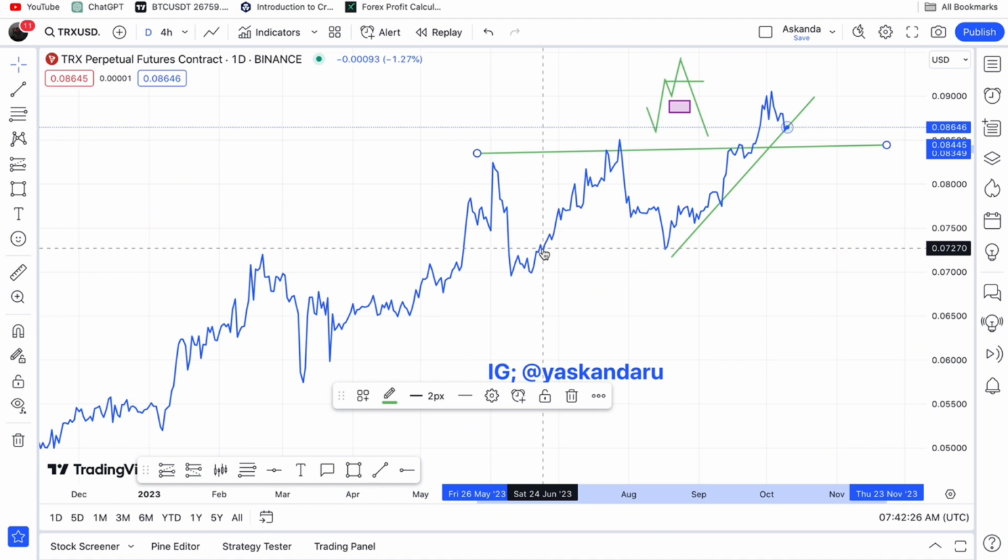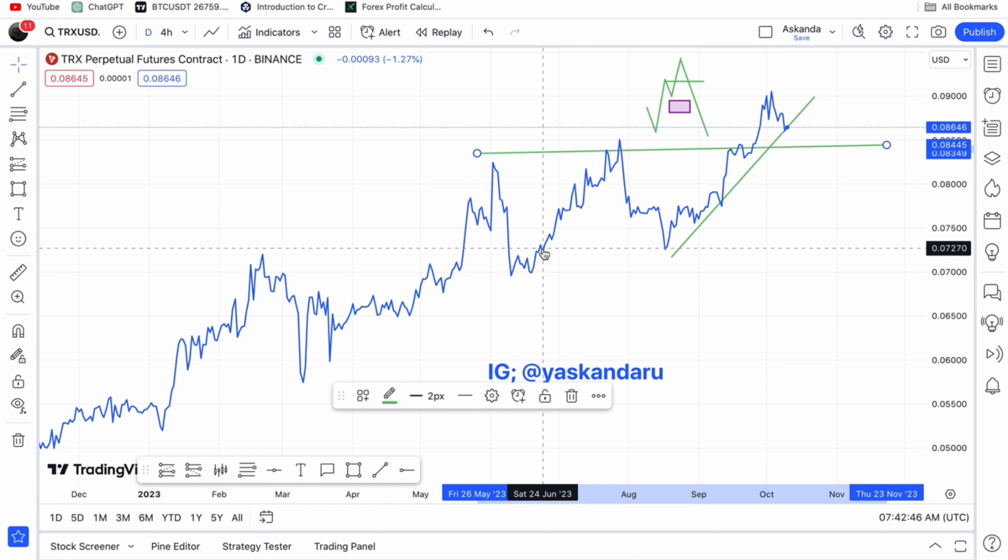Follow the trend. If the trend is telling you that I'm going up, follow it. Don't go and be selling in an uptrend, and don't go and be buying in a downtrend. If the market is going down, you sell. If the market is going up, you buy. Don't go and be doing the reverse because you want to do a breakout.